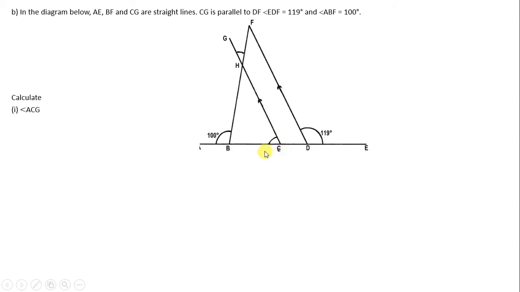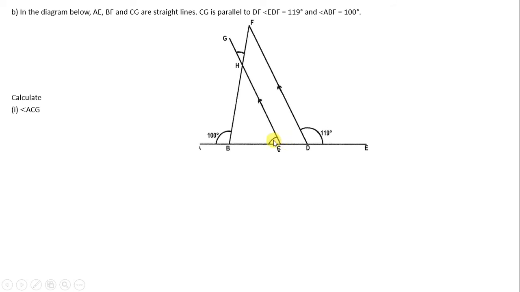Calculate angle ACG. So we are looking for that one. We are going to take it step by step. When you are given parallel lines, you are supposed to identify the corresponding angles. This 119 degrees and this angle here, angle GCD, are equal. So it means that even this one here is 119 degrees.